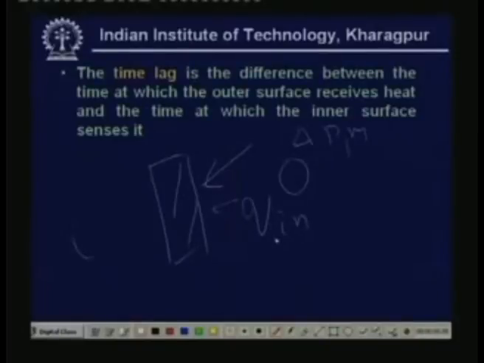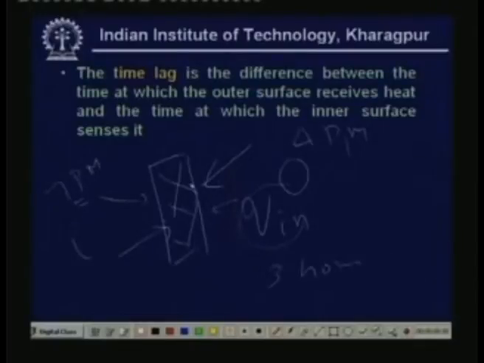And because of the thermal capacity of the wall, you find that the inner surface doesn't sense this immediately. Some time is required for the inner surface to sense this heat transfer, and let us say that the time lag is 3 hours. Then you will find that the inner surface senses this heat transfer at 4 plus 3, that is 7 pm. So this is what is known as time lag.